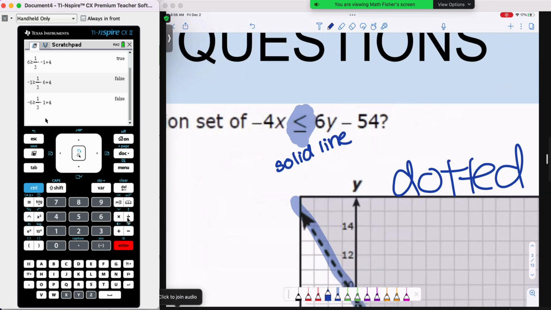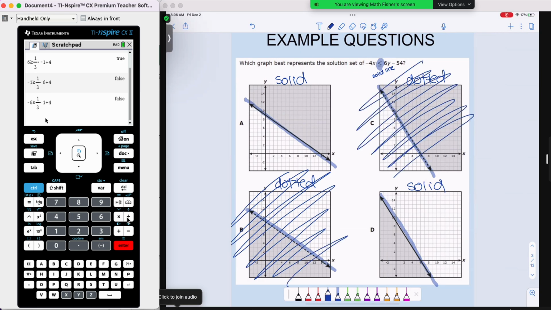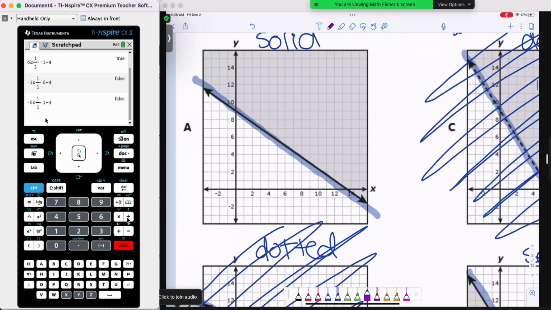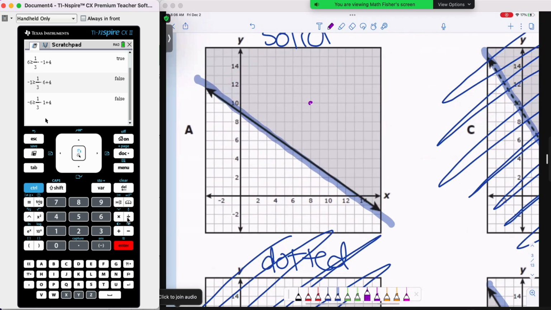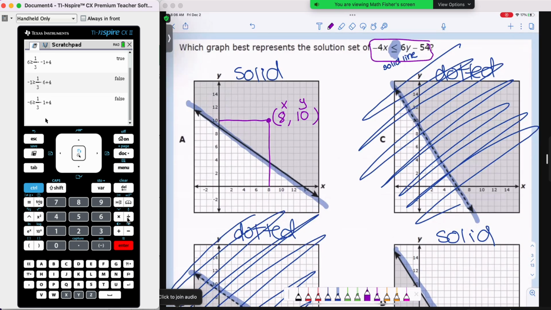We're looking for a solid line, meaning we can get rid of B and C. Now we're going to do true and false again, but we are going to pick a point in the shaded area. So if we're looking at A, anywhere in this shaded area. This point looks good. We have 8, comma, 10. So I have my x and I have my y. We're going to take this inequality right here and do true and false.